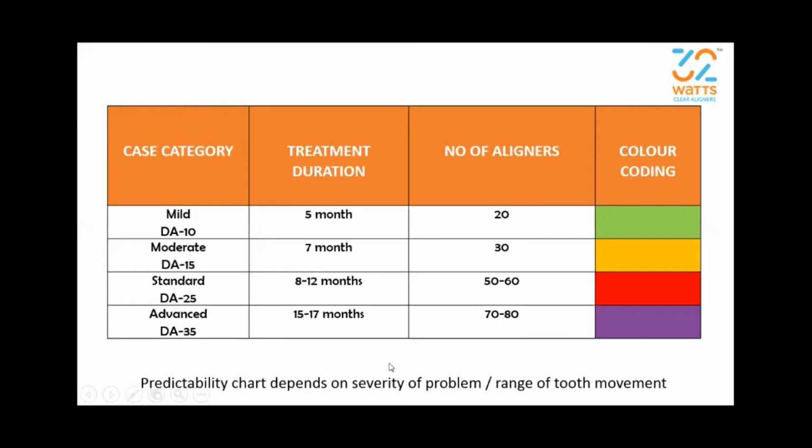So I want you all to go again over the categories. We have four categories: mild category, moderate category, standard category, and advanced category. These categories are based on the severity of the problem, because a greater severity of the problem will have a higher range of tooth movement. And these are the color codings for the mild, moderate, standard, and advanced cases.